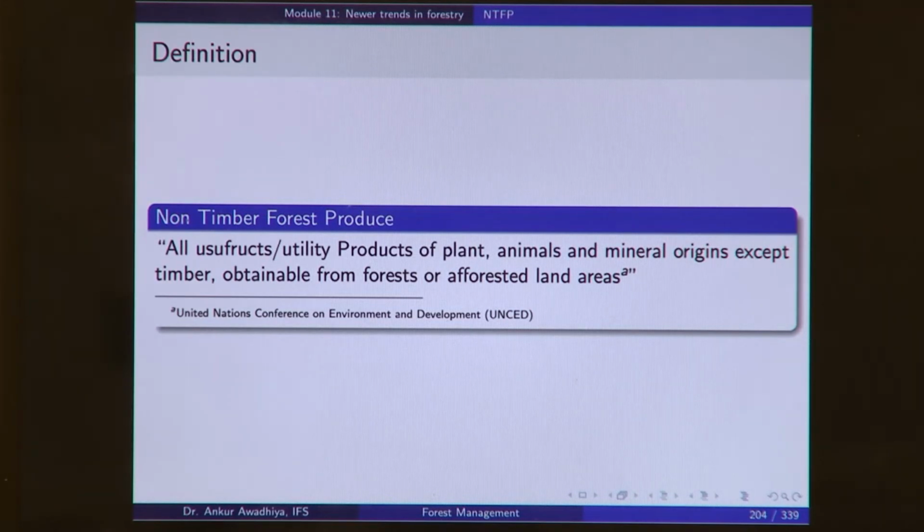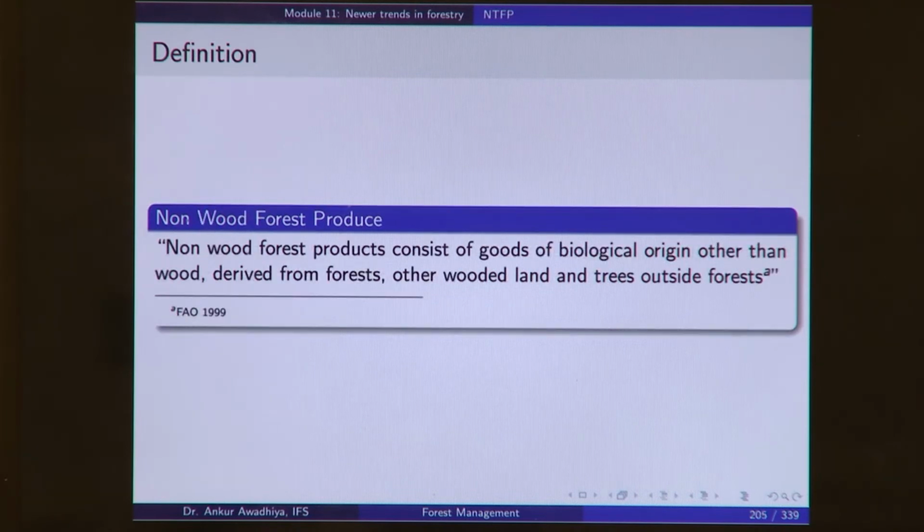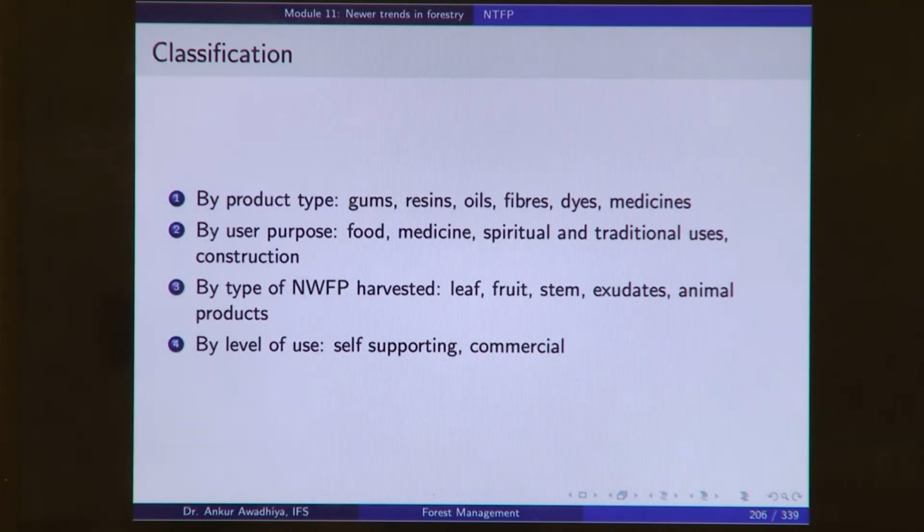Now, in all these different definitions, they can be more exclusive or more inclusive. So, in certain definitions, we include not just forest, but also plantations, and in certain other definitions, we also include the trees outside forest. In certain definitions, we only look at the plant produce. In certain other definitions, we include animal produce and also the mineral produce. And in certain other definitions, we also include the ecological services. So, none of these definitions is perfect, but you get an idea.